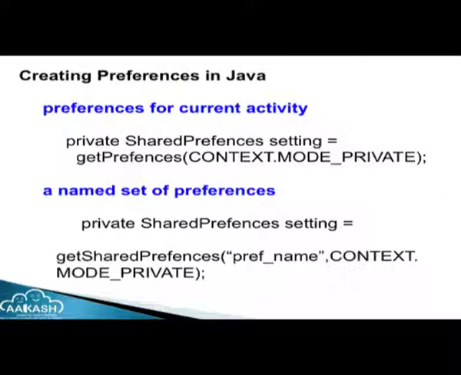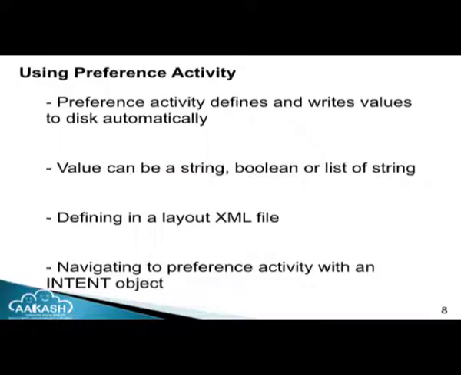For creating preferences in Java, you can use preferences for the current activity. You can write it this way: private SharedPreferences, then create an object of that, equal to getPreferences with context mode private. Another way is to set the name of your preferences. For that, private SharedPreferences, the object is equal to getSharedPreferences, then you write a preference name, then your mode, that is private mode. Using this you can create your preference. Now, when I am using preferences, we have to create a preference activity.